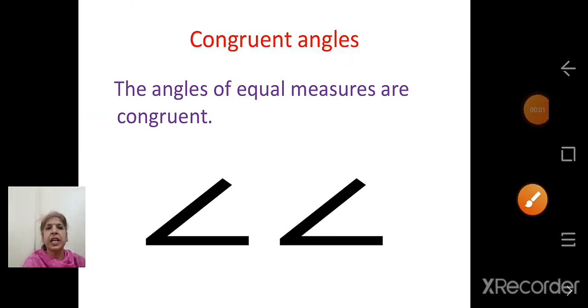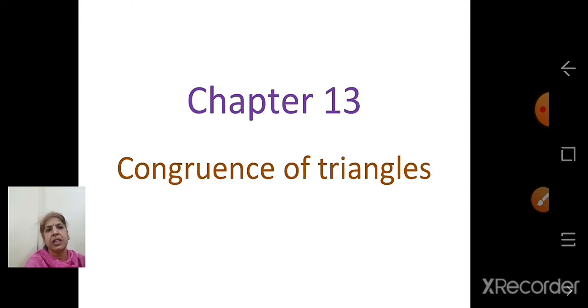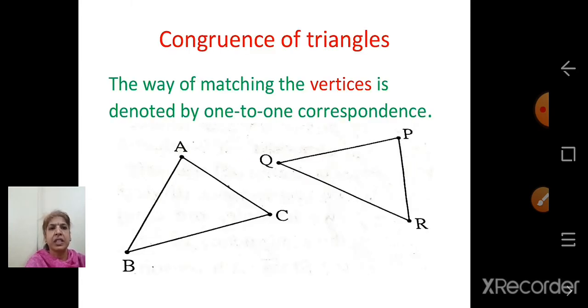For two triangles to be congruent, their sides should be congruent. That is, the segments should be congruent and the angles should be congruent. So today we will do a new chapter, chapter 13, congruency of triangles. Now look at these triangles. These triangles are congruent. Their sides are congruent. The corresponding sides are congruent. The angles are congruent. Now for two triangles to be congruent, we have to match their vertices.